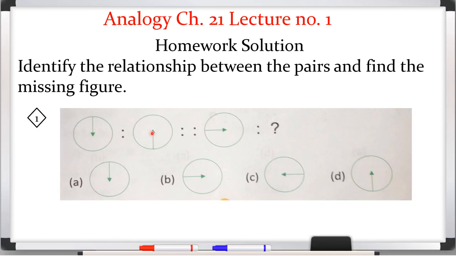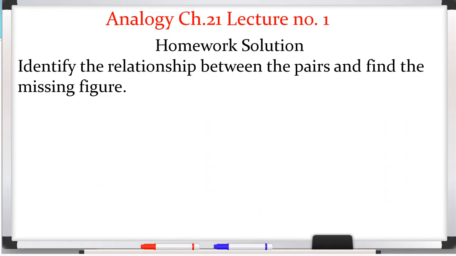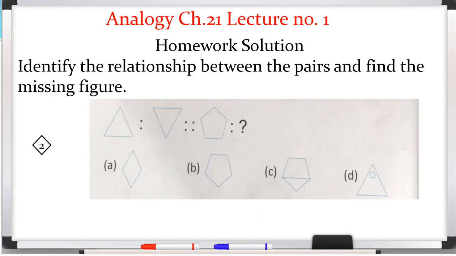Now we have to find out the same relationship here. So here in this circle, it is given the arrow at the right hand side. Okay. So now we have to draw another circle with an arrow which should be at left hand side. So here this option number C is correct. So we will circle this option number C, and here we will write the answer that option number C is correct. Okay. Now in question number 2, it is given this figure, and now we will see the relationship between these two. Okay.